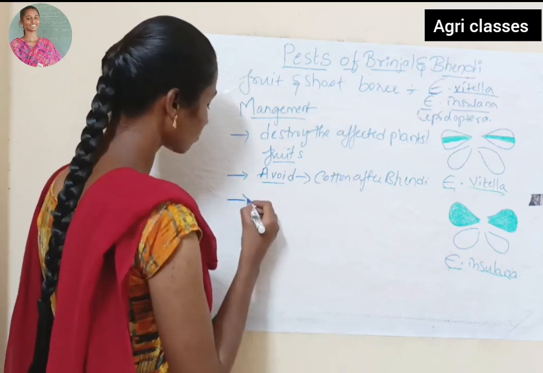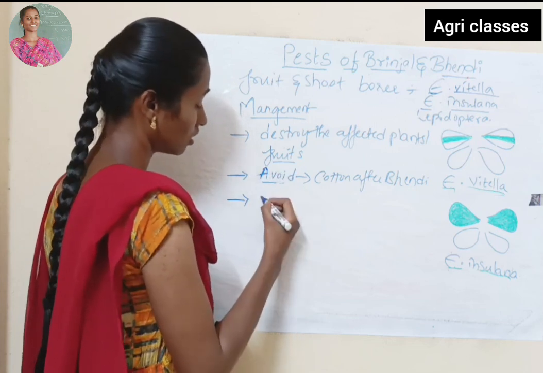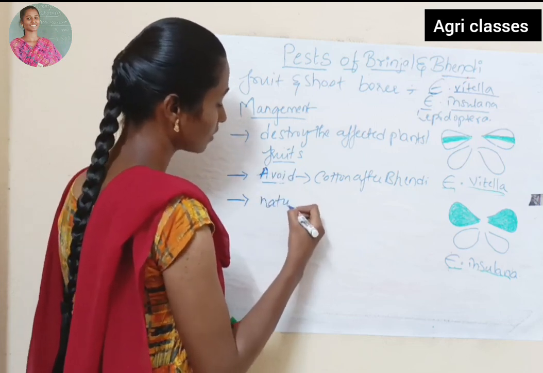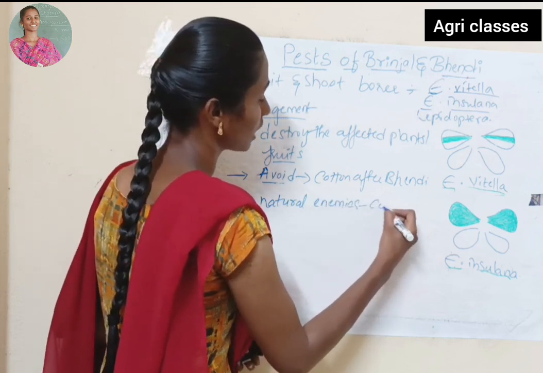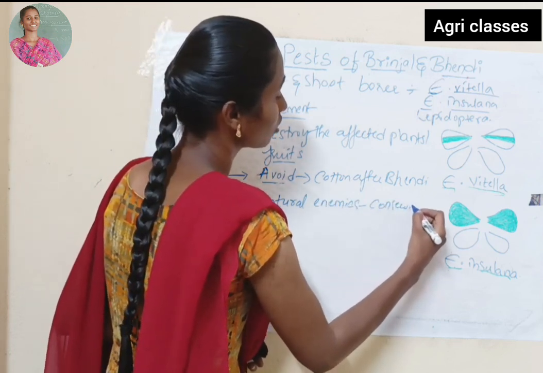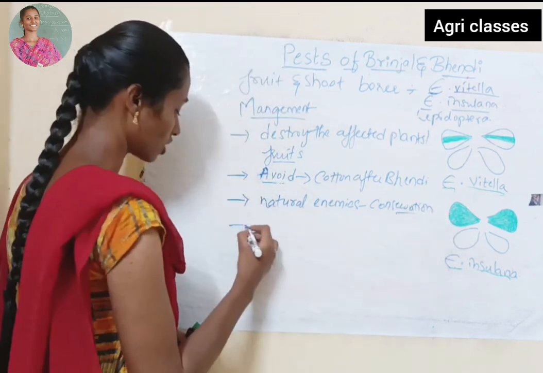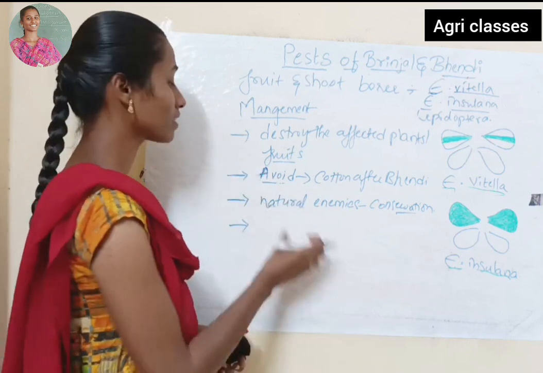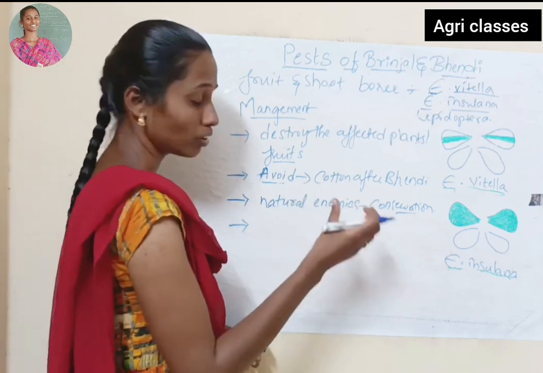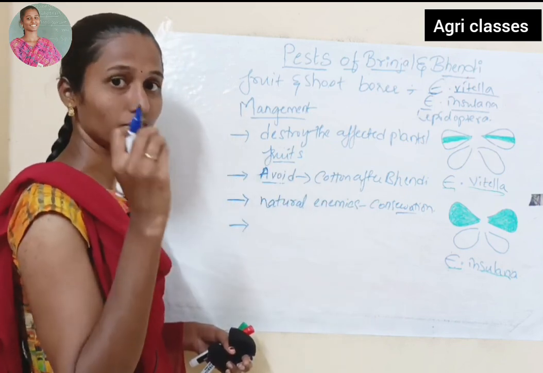Then next, one of the most important things is conservation of natural enemies, which will control the pest. So we should conserve the natural enemies, because with the spraying of a number of chemicals, natural enemies die. So that's why we use the chemicals in limited dose.